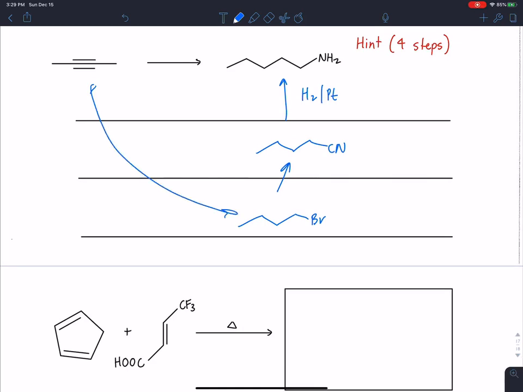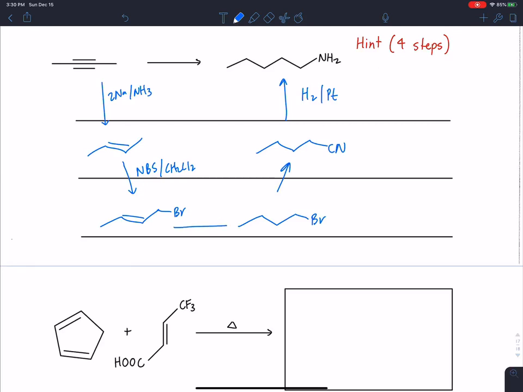Now you can do this multiple ways, but I think one of the easiest ways would have been to first take this and make it a double bond, and then the double bond can put a Br at the end. So this is NBS, or NBS over CH2Cl2. The first part was like 2Na over NH3, and then this can go to this with like H2, Pt.